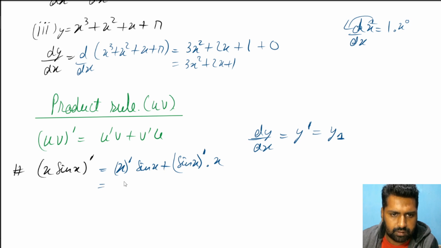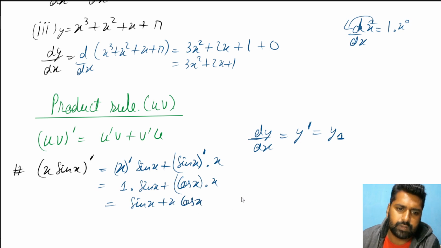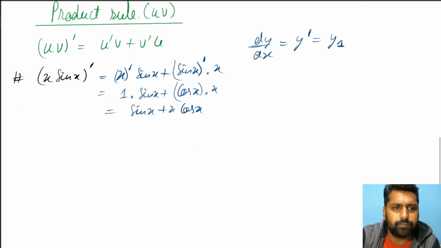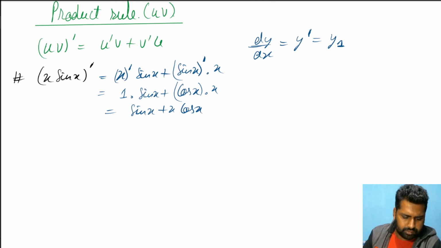Okay. So differentiation of x is 1, sine x as it is. Differentiation of sine x is cos x, x as it is. So let's rearrange. It is sine x plus x cos x. Okay. That's a very simple illustration of uv.